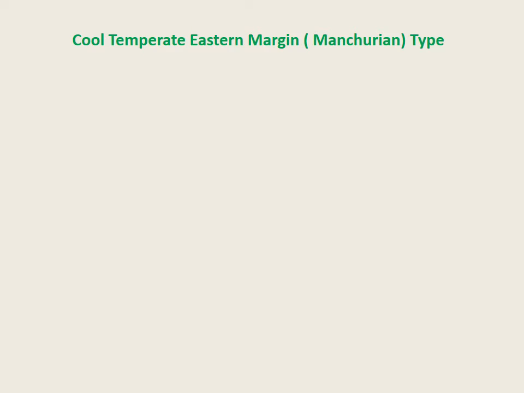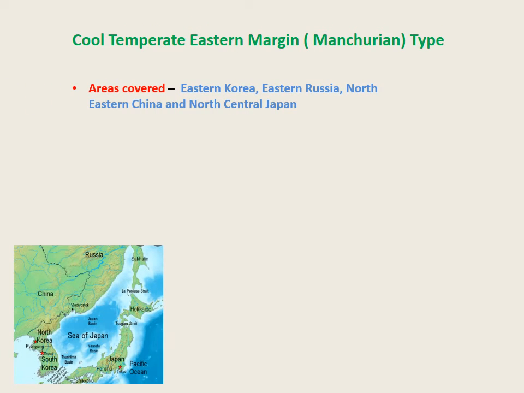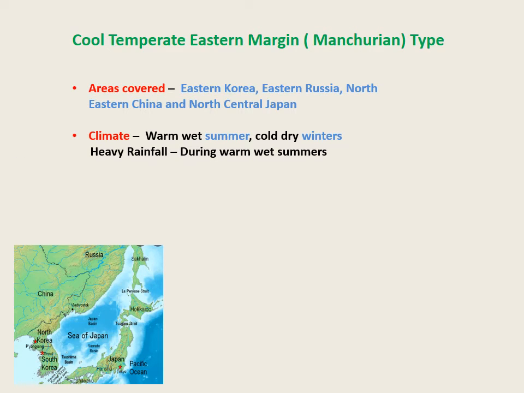The next type is the cool, temperate, eastern margin type called Manchurian. Areas covered: Eastern Korea, Eastern Russia, Northeastern China, and North Central Japan experience this type of climate. Climate. This climate type has warm, wet summers and cold, dry winters. Heavy rainfalls occur consistently during the warm and wet summer months.